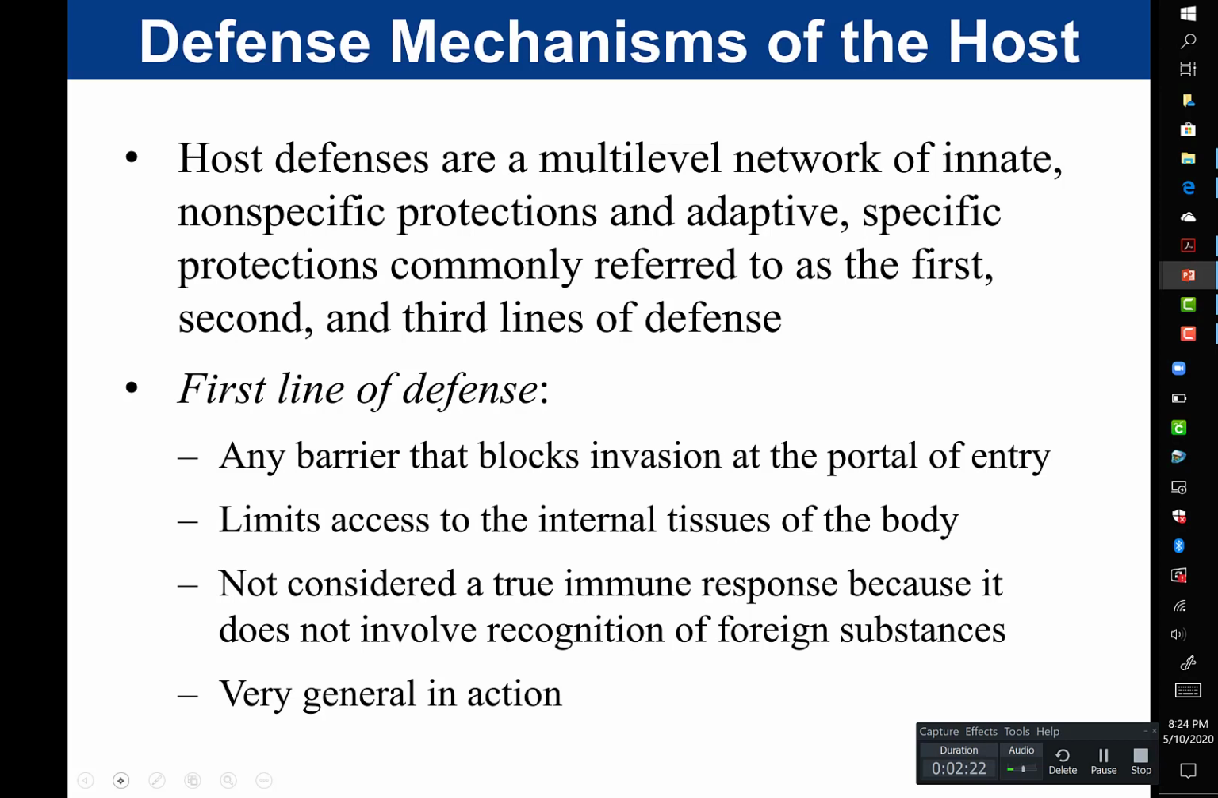So the first line of defense, think of it just like it sounds. It's your first line of defense. It's the first thing that a pathogen would encounter. And so this is any barrier that blocks invasion at a portal of entry. So this is preventing the microbe, the pathogen, from getting into the body. This is going to limit access to the internal tissues of the body. It's not considered a true immune response because it does not involve recognition of a foreign substance. Again, it's very non-specific. It's very general in action.